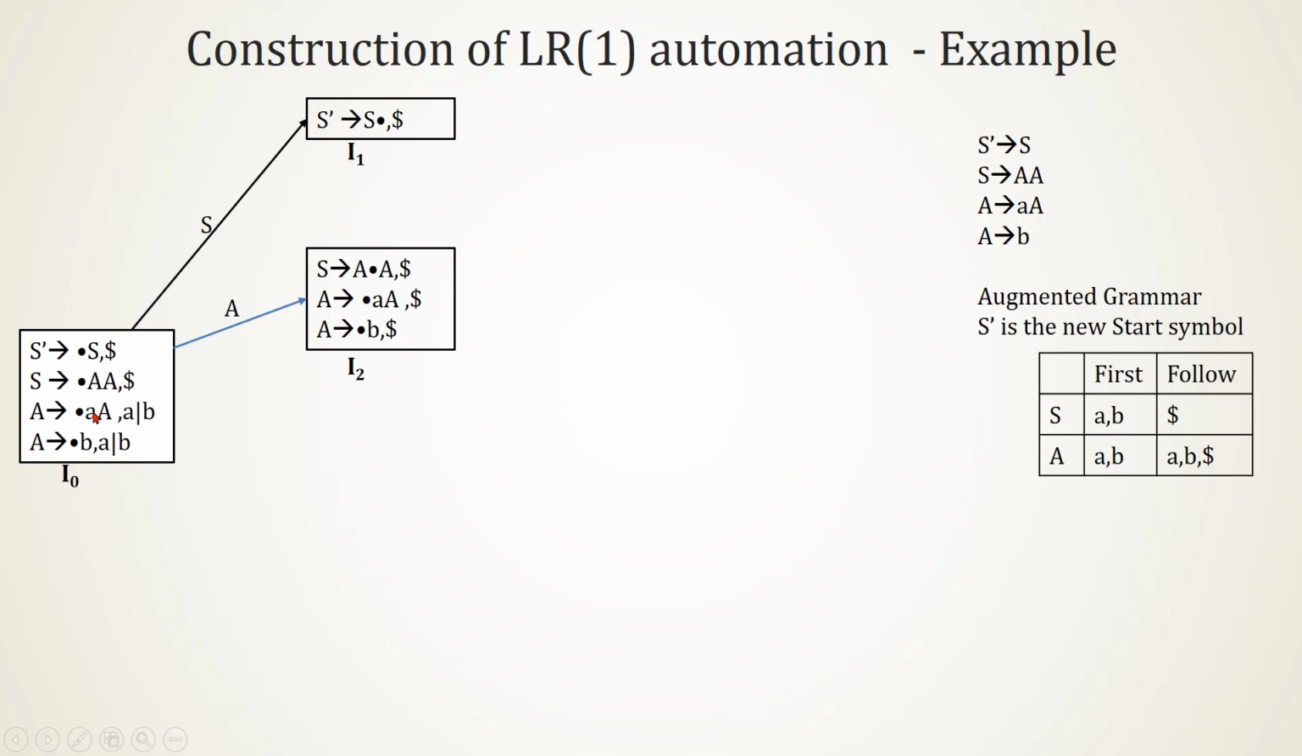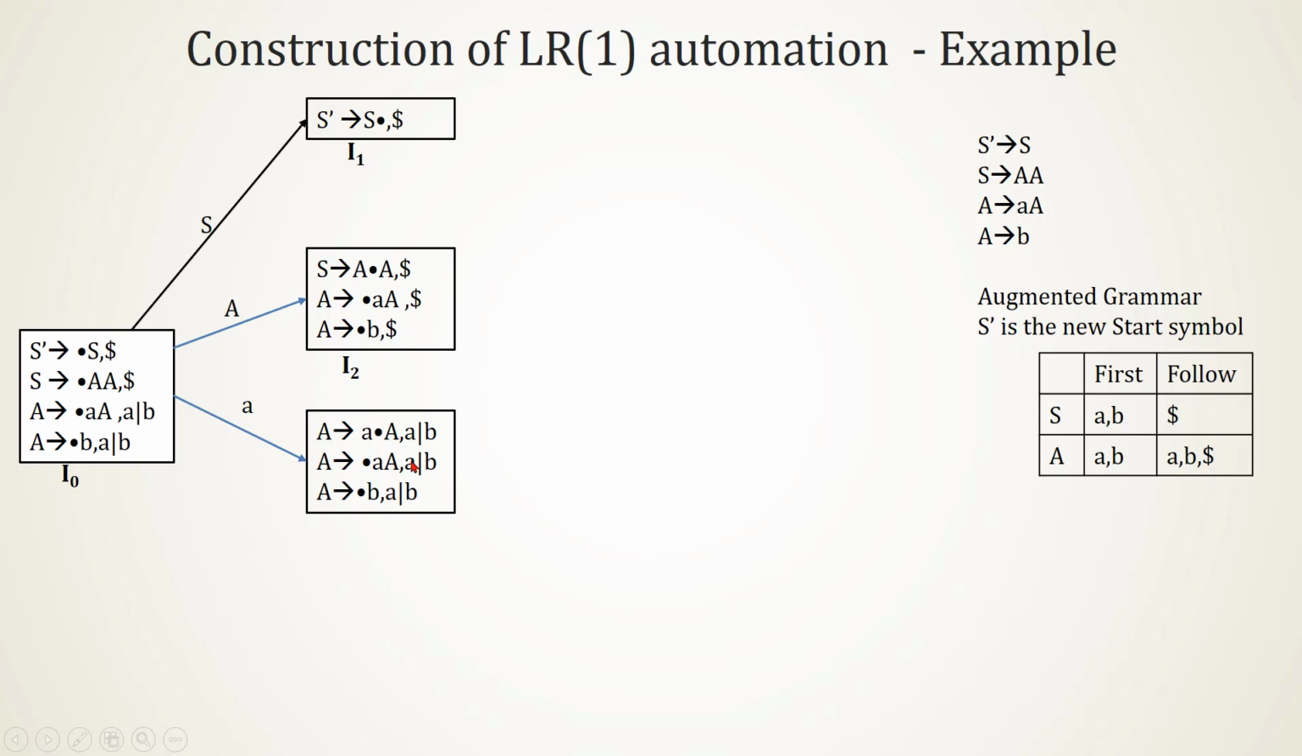Next I am again looking for the transition. Here there will be a transition based on small a because there is a dot in front of small a. So what happens? A derives a dot A will be the production. And look ahead symbols are a or b because during transition look aheads don't change. So here we have a dot A. So I have to add all the A productions.